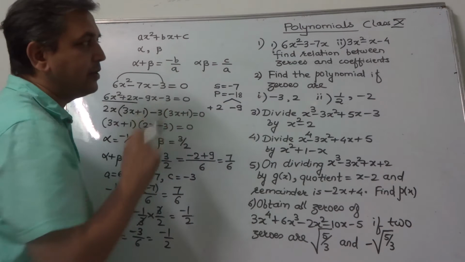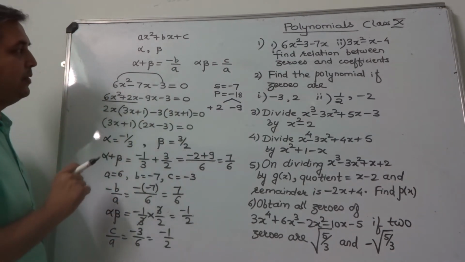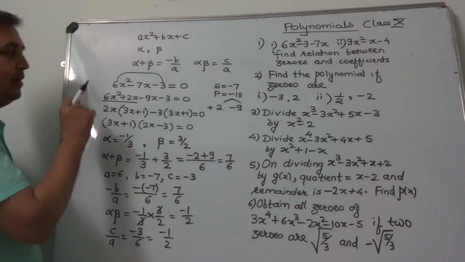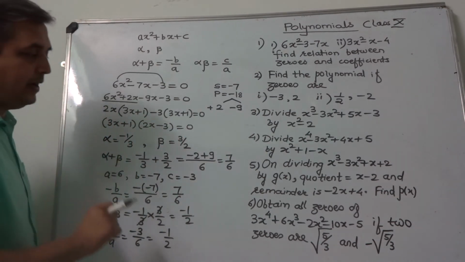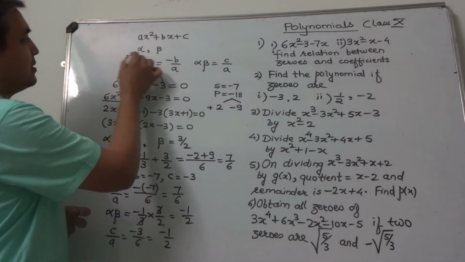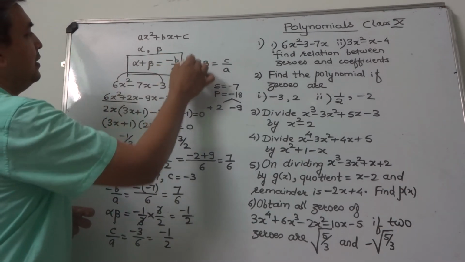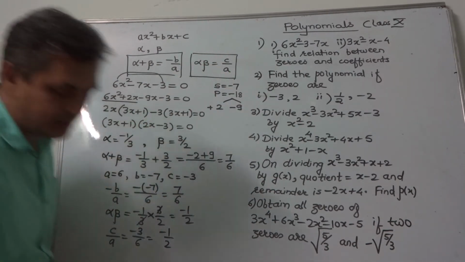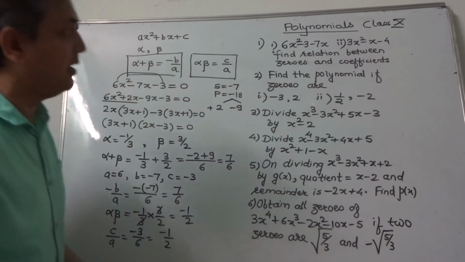Students, the second question I leave it for you. Same method. We find zeros of the polynomial. We find alpha plus beta. We find alpha beta and we check these two conditions, the relation between sum of the zeros, product of the zeros and the coefficients. So I hope question number 1 is clear.